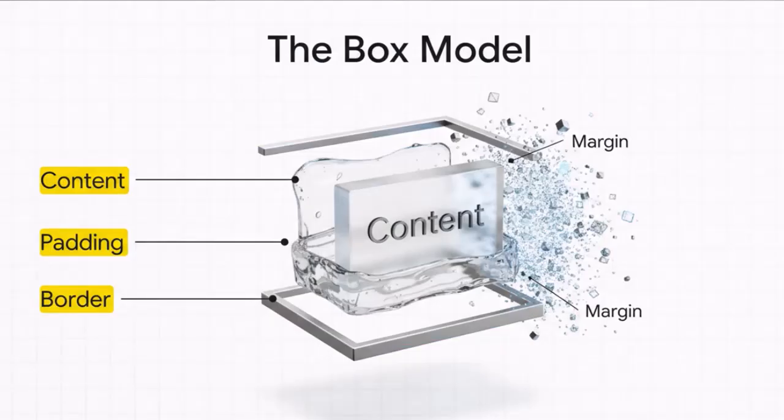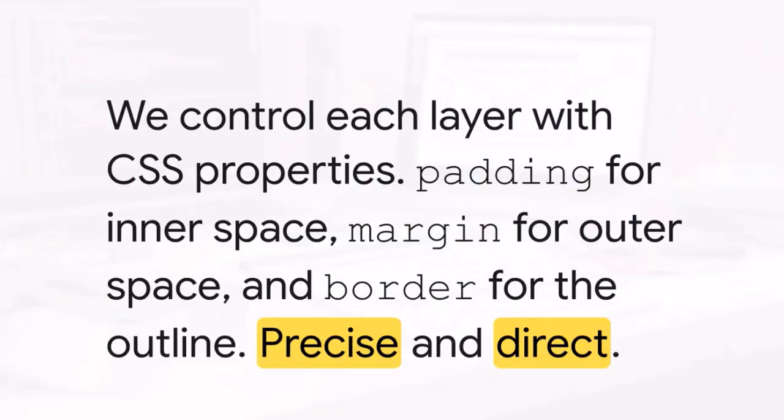And every single one of these boxes has 4 layers. Right in the middle is your content, your text or your picture. Wrapped around that is padding, which is like the empty space inside the box, pushing the content away from the edge. Then you have the border, which is the actual line you can see. And finally, all the way on the outside is the margin. That's the empty space that separates this box from all the other boxes around it. And here's where it all clicks into place. Look at this code. We're directly controlling those layers we just talked about.